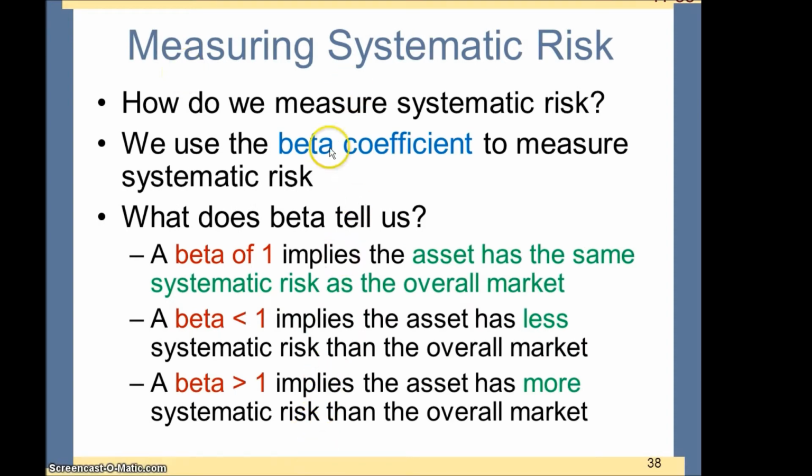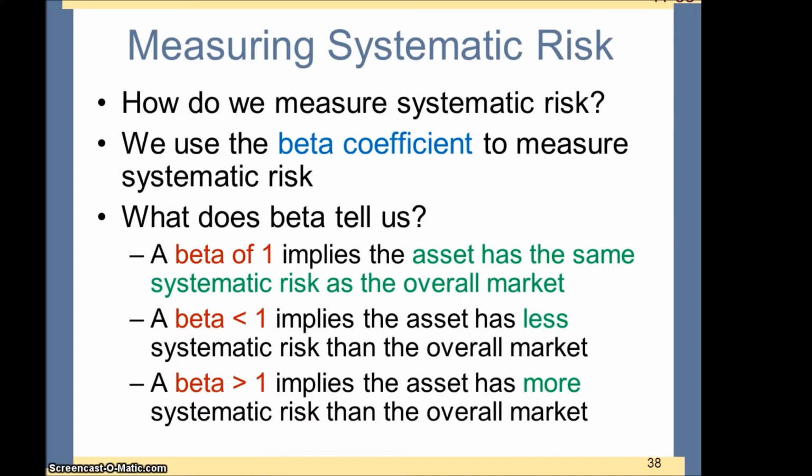how do we measure systematic risk? Systematic risk is undiversifiable. That is the market risk. So how do we measure the market risk? We use beta. Beta equal to 1 means that the individual asset has the same systematic risk as the market. If less than 1, it means the individual asset is less risky compared to the market. If more than 1, it means the individual asset is more risky than the market, more risky in terms of systematic risk.